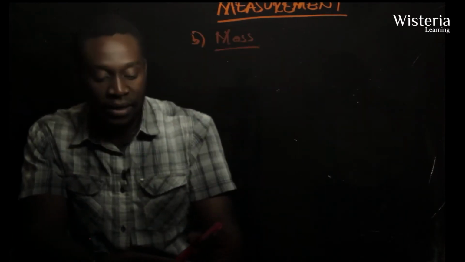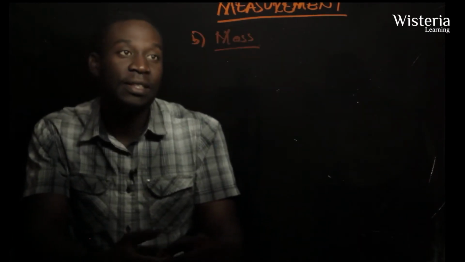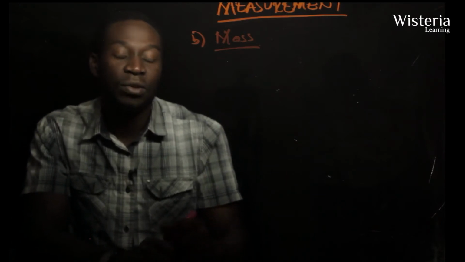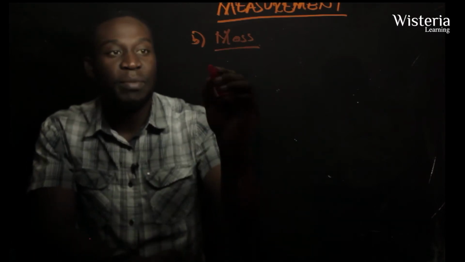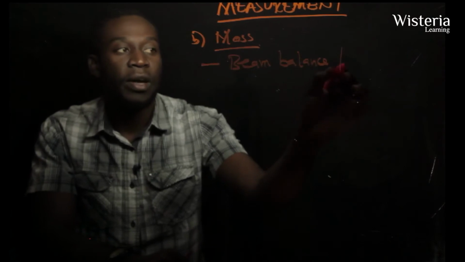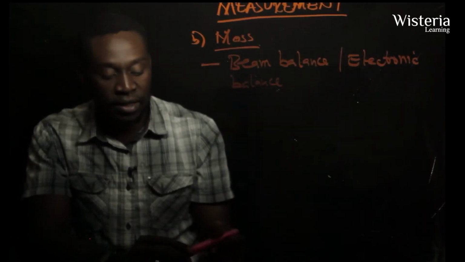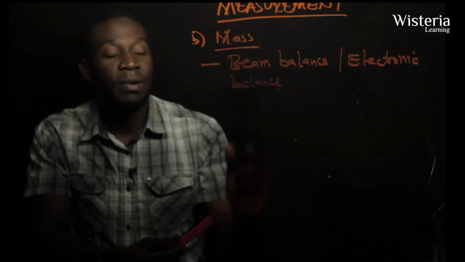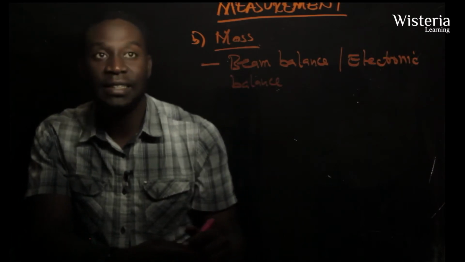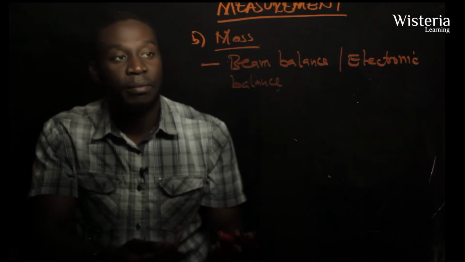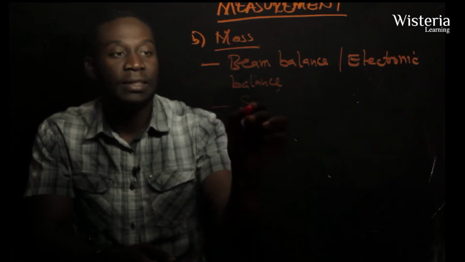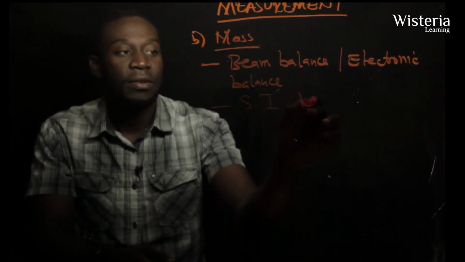Okay, so after looking at time, we're going to look at the mass. For mass, what we are supposed to know in chemistry is how do we measure mass? So to measure mass, we use a beam balance, or can use an electronic balance. So in most chemistry labs, we usually use the electronic balance, so they're the ones that are usually provided. And mass, the SI unit for mass is the kilogram.